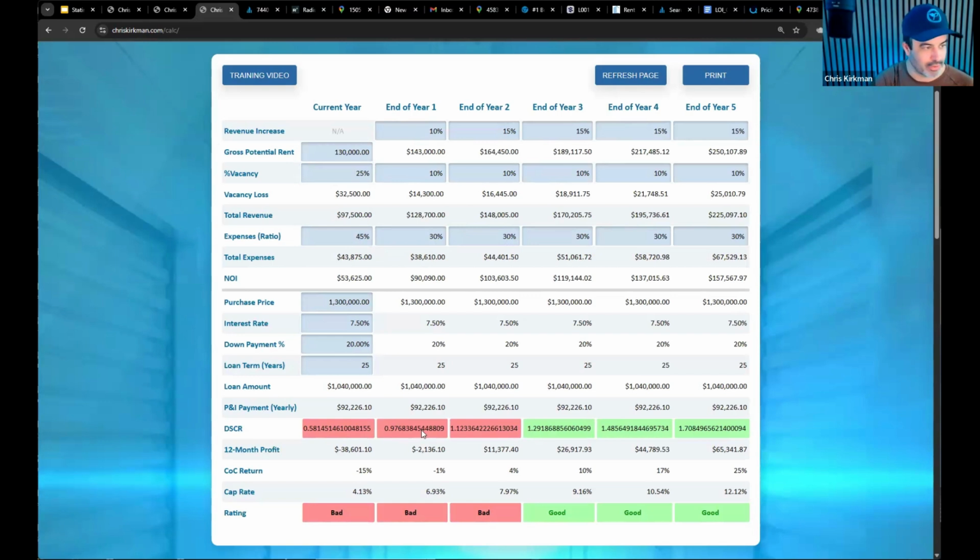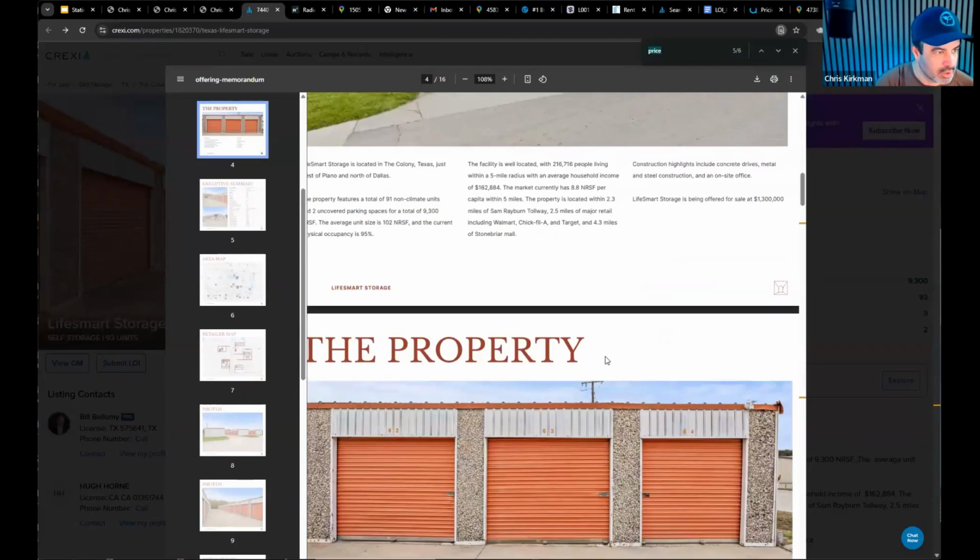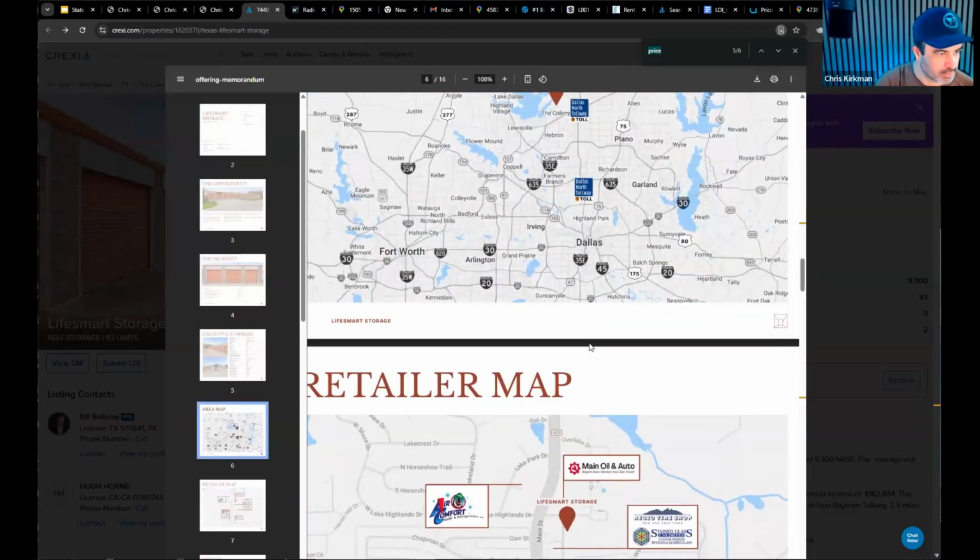So we're going to really modify the heck out of this thing. We're not going to do 1.3. If we get the vacancy down to only 10% and make the expense ratio, we could probably shave a little bit off, 30%. Yeah, okay, that's manageable. We've got to see how much we can increase the rent. So what we would do is go to that, where do they have that?